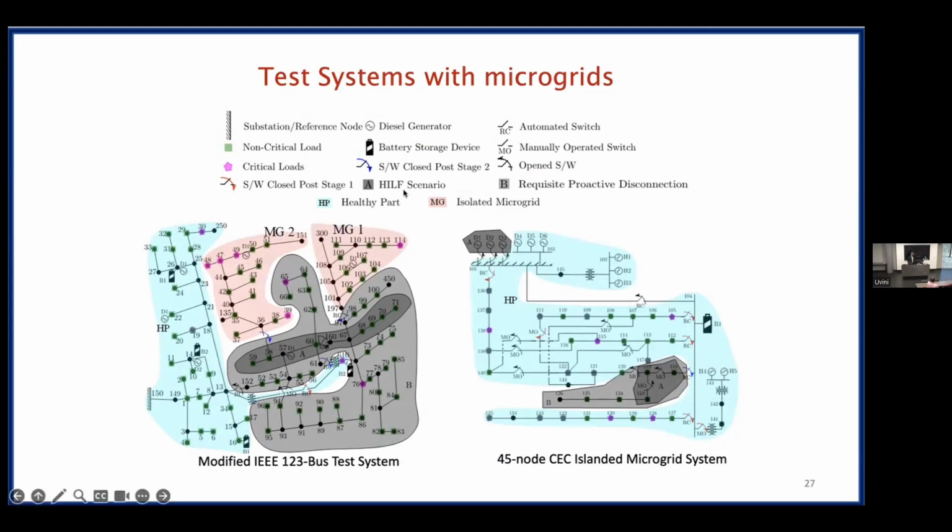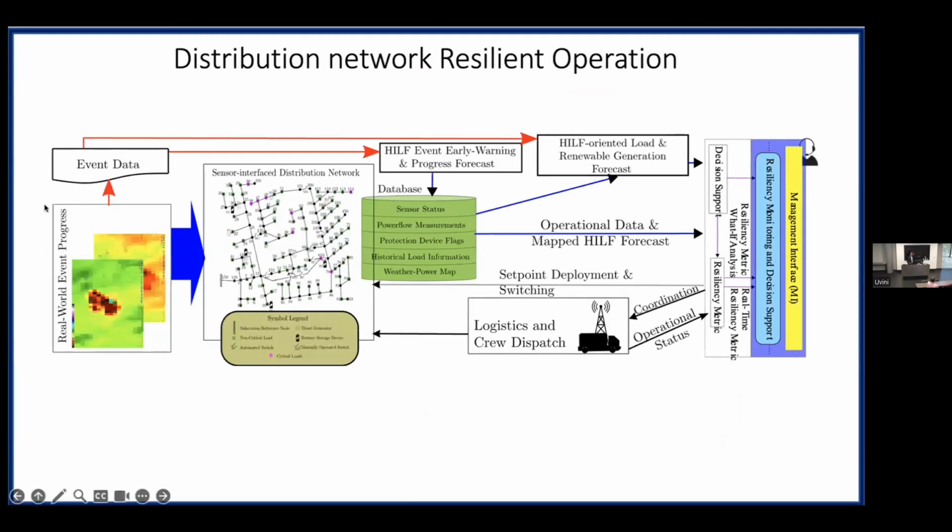In the 123 bus system, we did some hypothetical, just based on where the event is going to hit and what it will impact, definitely, which is the darker gray, and the lighter gray represents what will probably be impacted. So now it becomes that you got some event data, and then you have a distribution system, and we have an early warning in place, which will tell me that this is going to be impacted. And then I got renewable generation or DER forecasting, I got my load forecasting, and all these things together with the logistics and crew approach are being coordinated for this 2-stage operation.